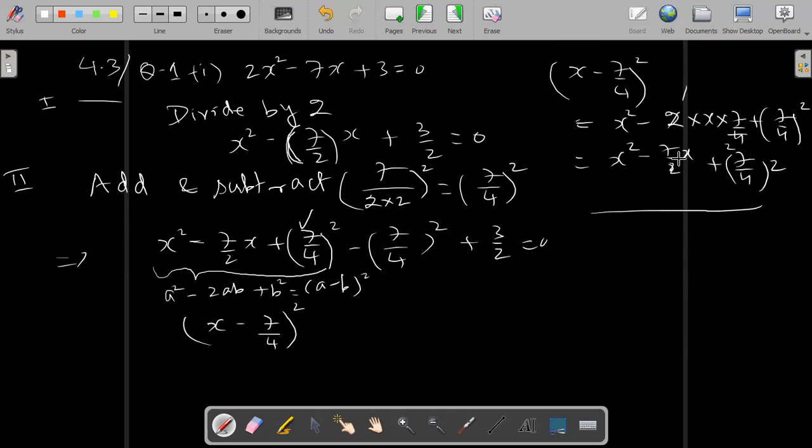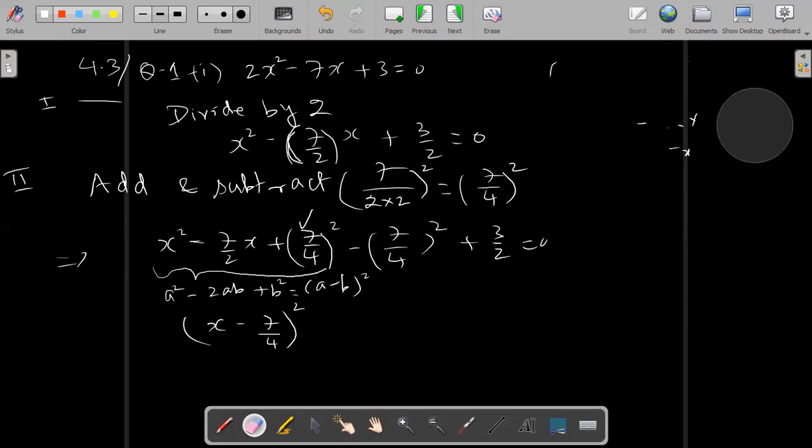So you can see that this is becoming a whole square. This is the same thing. So you always get the whole square. That is why it is called completing the square. I just proved that it is becoming a square. So always it will become a square.